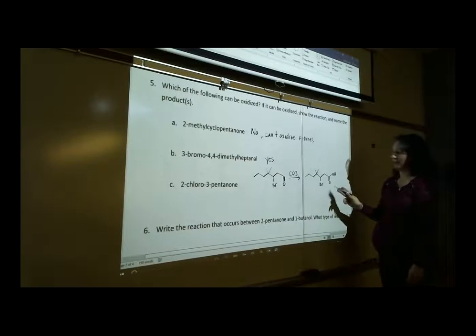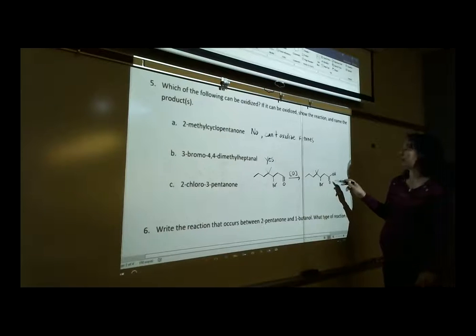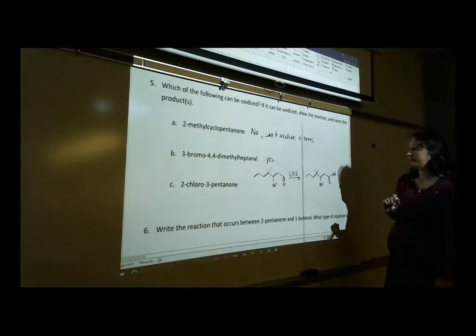We don't know how to name carboxylic acids yet, but it's not hard, right? This would just be 3-bromo-4,4-dimethyl heptanoic acid. We're naming carboxylic acids when we come back from spring break.